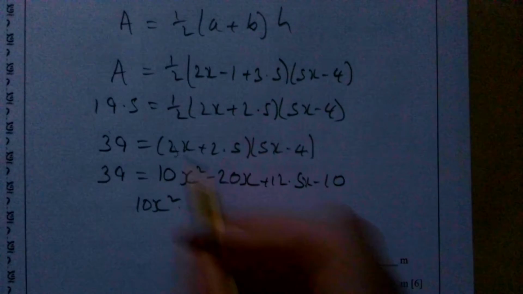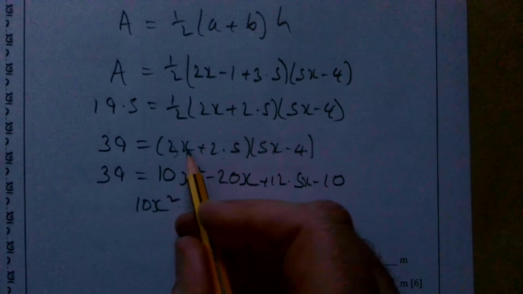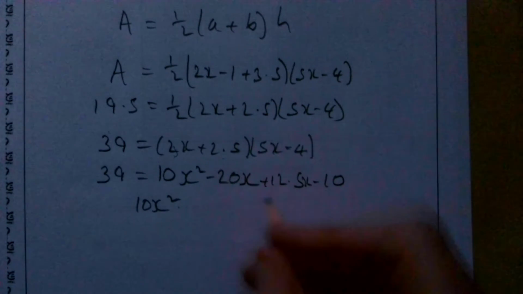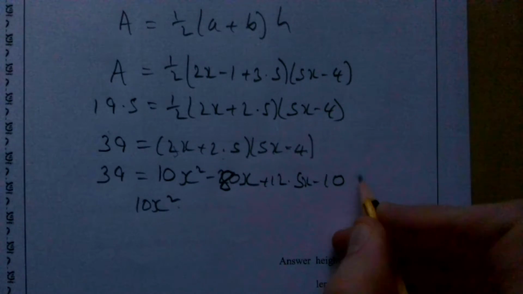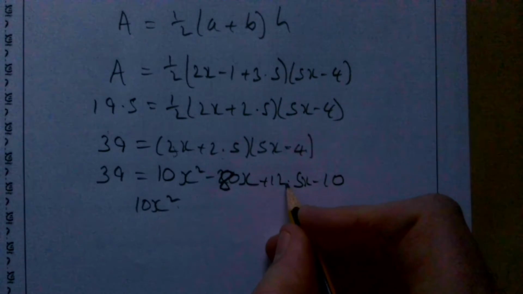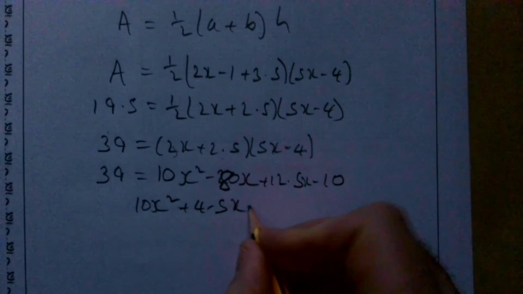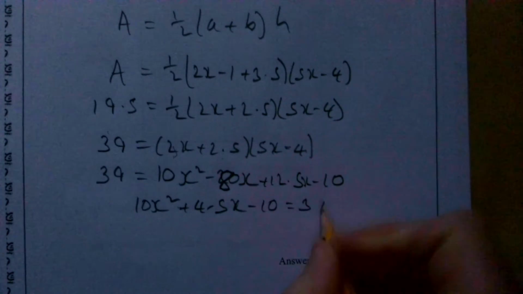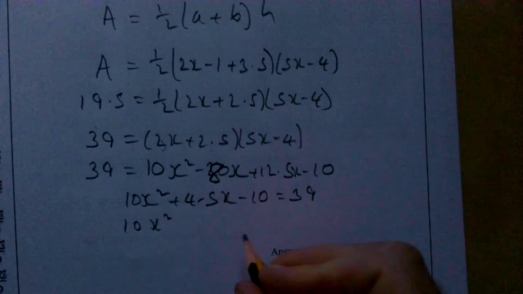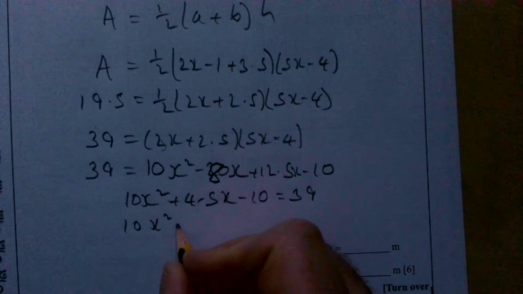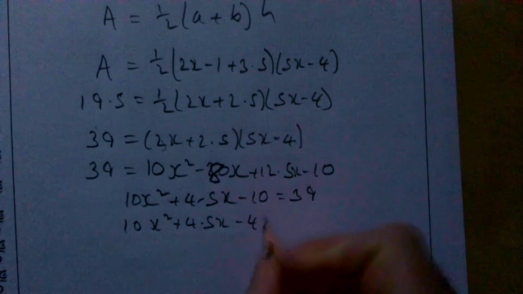Let's multiply this out again. Apologies. So 2x times the 5x gives me 10x squared. Then outer 2x times minus 4. I'm not sure where I got minus 20 from. That's of course minus 8x. Then that's plus 12.5x minus 10. So the minus 8x plus 12.5x, that gives me plus 4.5x. And then minus 10 is 39. 10x squared plus 4.5x minus 49 equals 0.